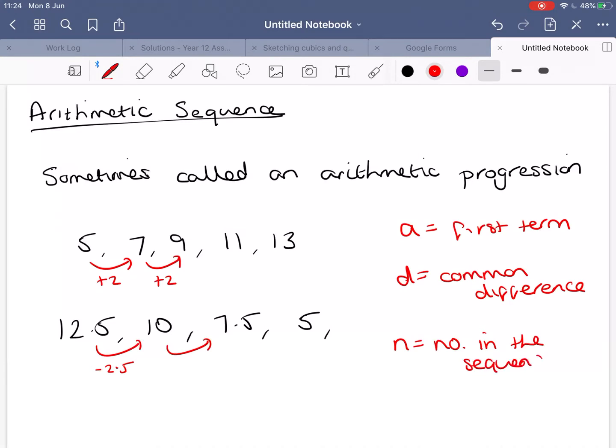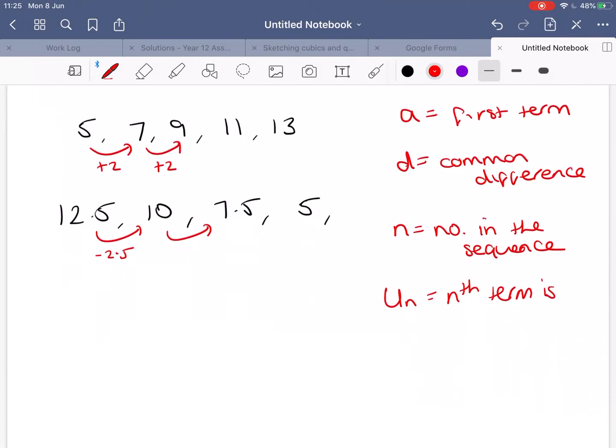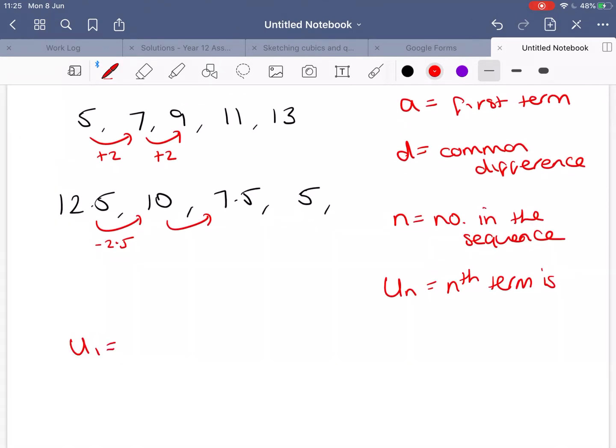We say n is the number in the sequence, so it's a bit like the nth term. So the fifth term, n would be 5. The 10th term, n would be 10. And then the last one is we use u_n to denote what the nth term is. A few of you might think, well, that means that u_1 is the same as a, because the first term is denoted as a, and it is. I don't know why they decided to give it a different letter, but they did.